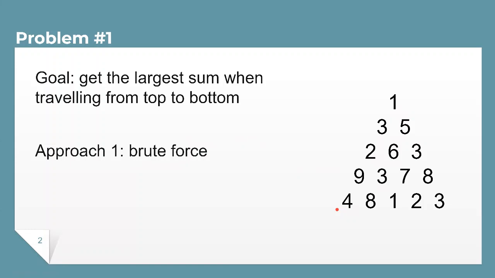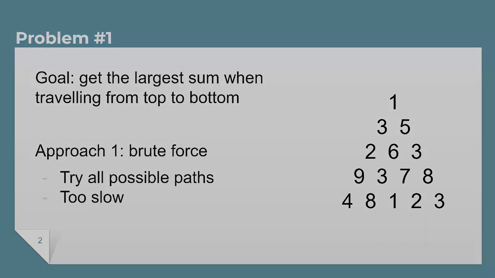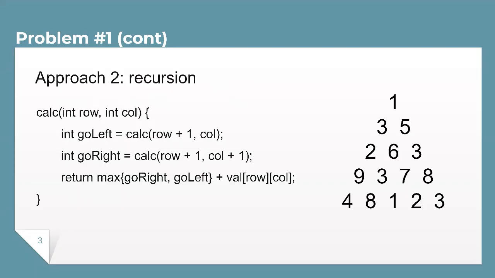So the first approach that you might think of would be brute force. Try every single possible path. So first go down all the left ones, and then the right, and so on. The problem is this is too slow, because if you set the bounds at a certain level, then it's not going to run in time for a competitive programming environment. So let's try a different approach.